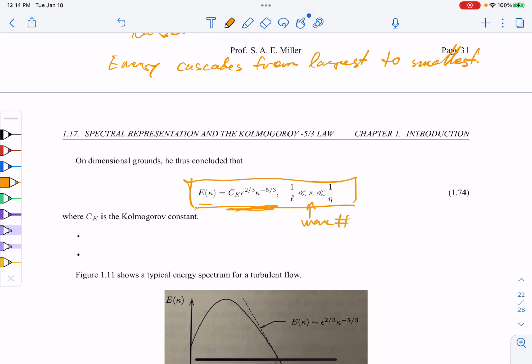where C sub k is a coefficient. That's called the Kolmogorov constant. And epsilon is the dissipation rate of turbulent kinetic energy, which should be constant through that whole range. And kappa is the wave number. So this is called the Kolmogorov -5/3 rule.